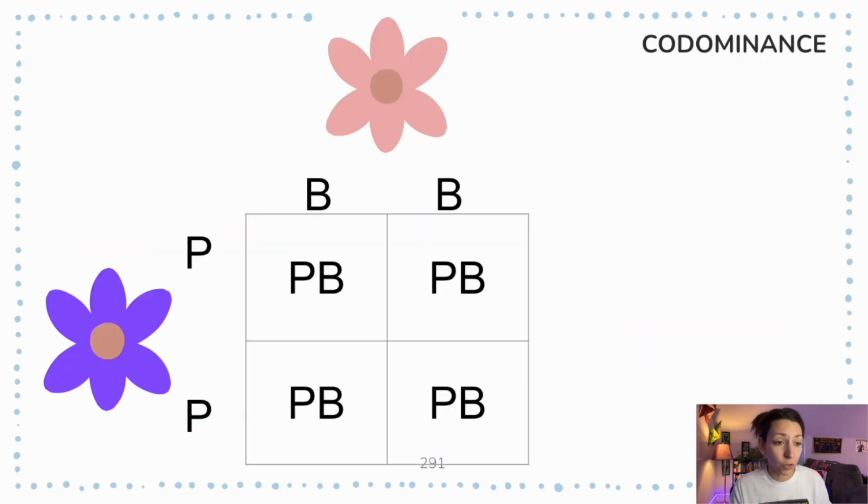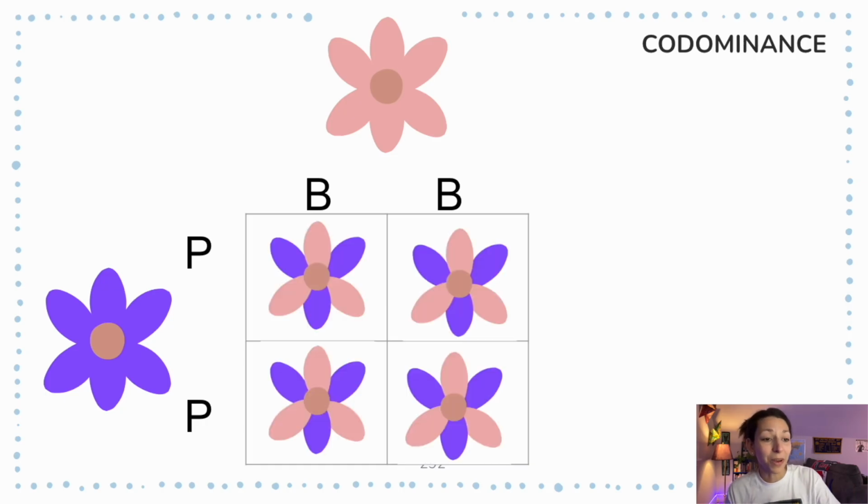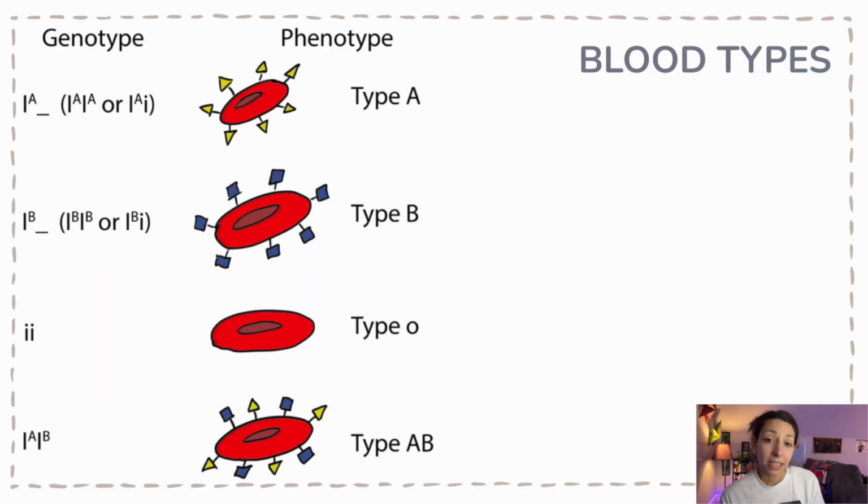In this case too, we use capital letters, two different letters to represent the two different traits. Big P for purple, big B for pink. We cross these two. What we end up getting is, just like we saw in the previous example, these heterozygous offspring that are a combination of both the purple allele and the pink allele. And so what that gives us are flowers that are not a blend of the two colors, but instead show both traits. Blood types we'll see as an example for codominance very frequently.